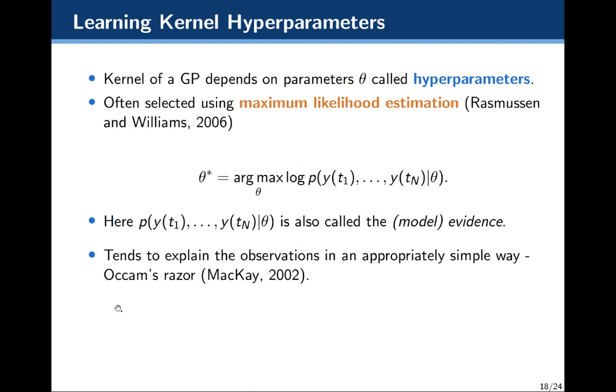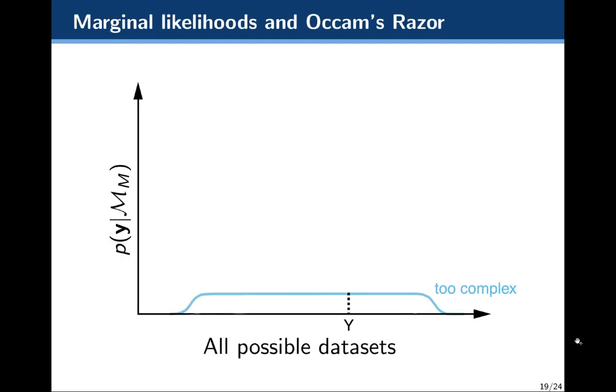Now, why would we do this? Well, this is a principled way of selecting these model parameters, or any modeling assumptions that we have, to be honest. And it tends to explain the observations in an appropriately simple way. So in selecting the simplest explanation that explains our data, essentially, which we call Occam's razor. So I'm just going to take a second to look at that.